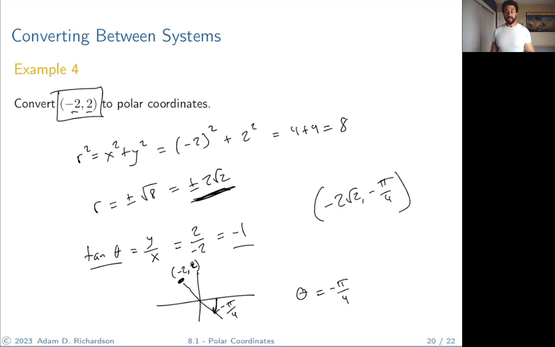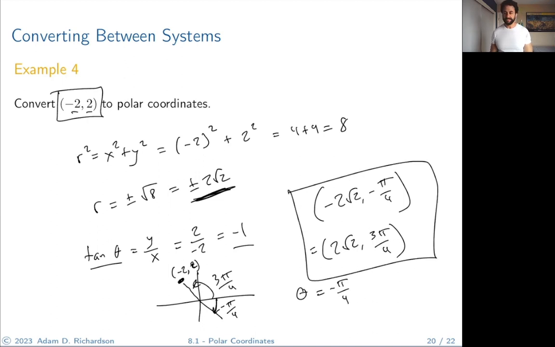And that works. Maybe you did it differently, right? That's one of the interesting things here. If you picked the positive angle, if you picked the angle 3 pi over 4, then you could equivalently write this point as 2 root 2, comma, 3 pi over 4. Those are the same point, just described in two different ways. But that's it. That's the conversion right there.